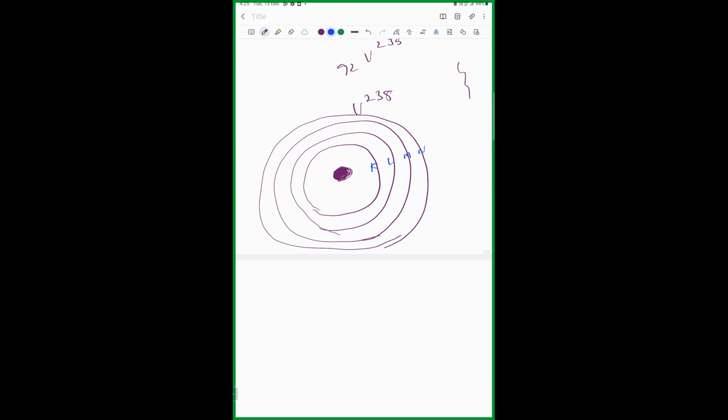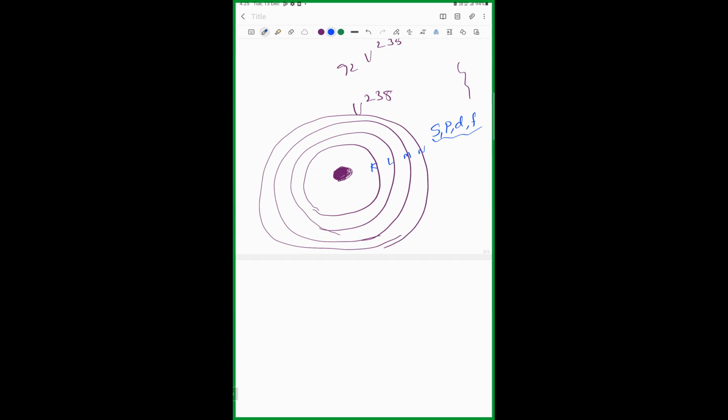Okay, so the orbitals are classified: s orbital, p orbital, d orbital, and f orbital. So the electron is going to be present in any among these orbitals. It can be s, p, d, or f. Based on their energy level, it is going to fill.